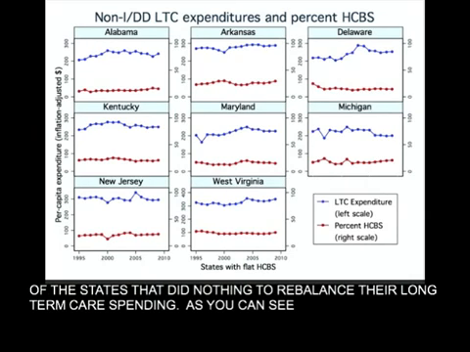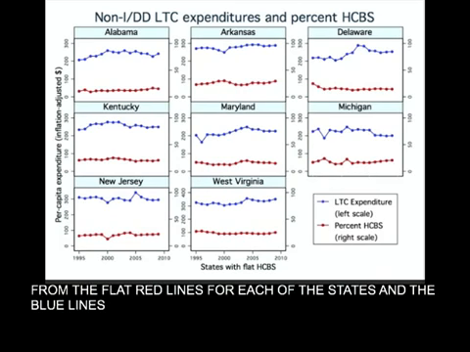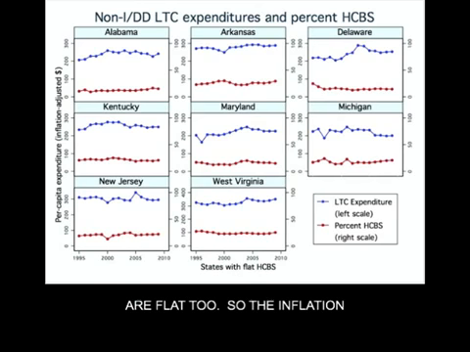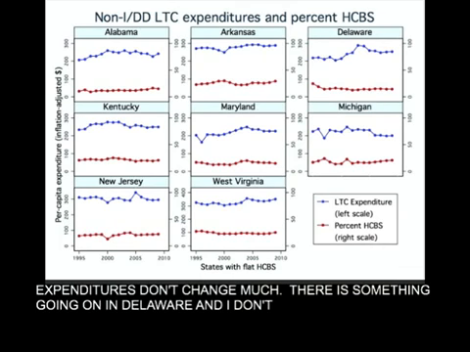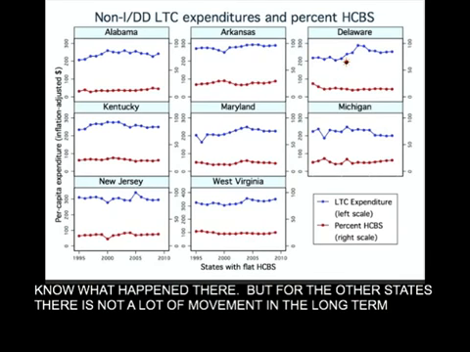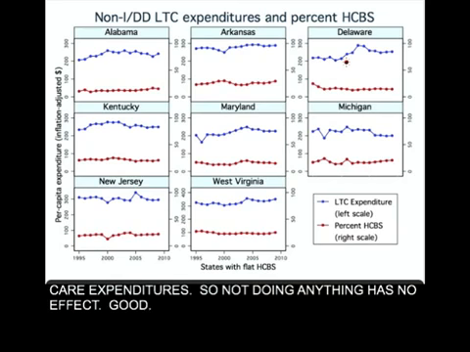These are pretty much all the states that basically did nothing to rebalance their long-term care spending, as you can see from the pretty flat red lines for each of the states. And the blue lines are pretty flat too. I mean, the inflation-adjusted long-term care expenditures really don't change much. There's this thing going on in Delaware that I can't explain. I don't know what happened there. But for most of the other states, there wasn't a whole lot of movement in their long-term care expenditures. So it looks like not doing anything has no effect. Good.